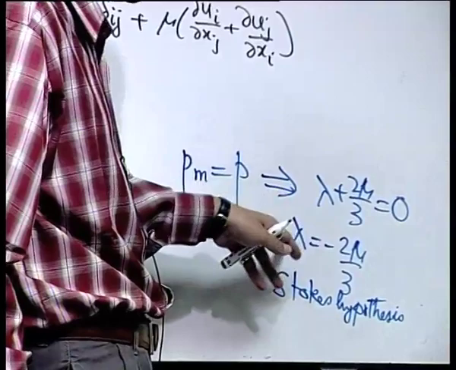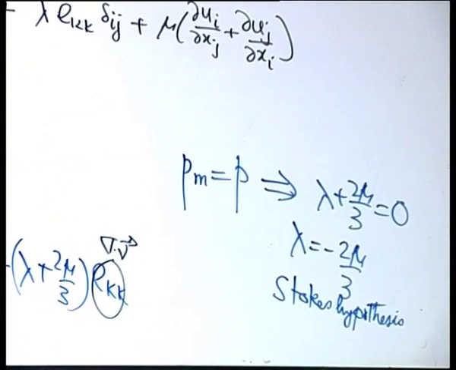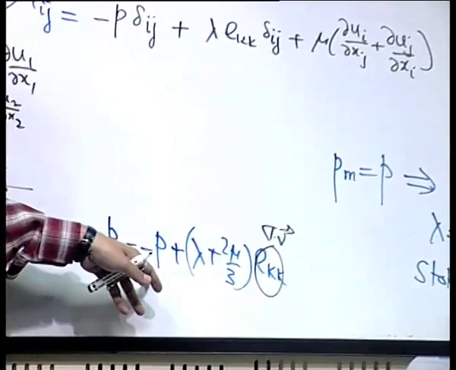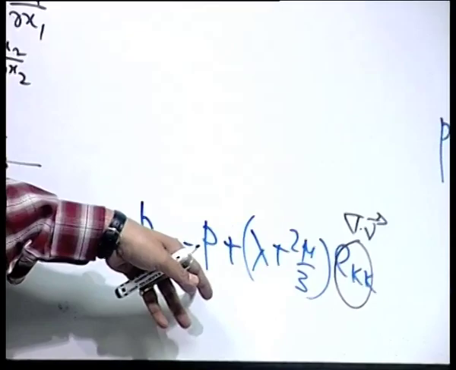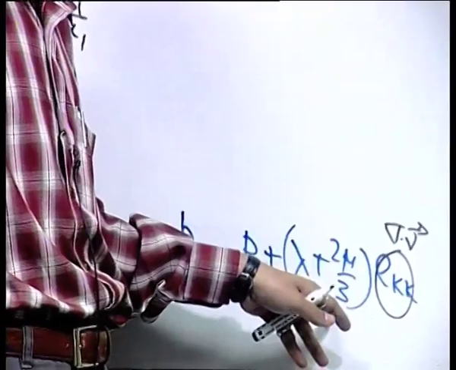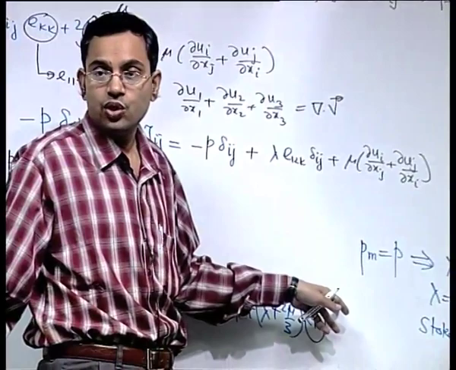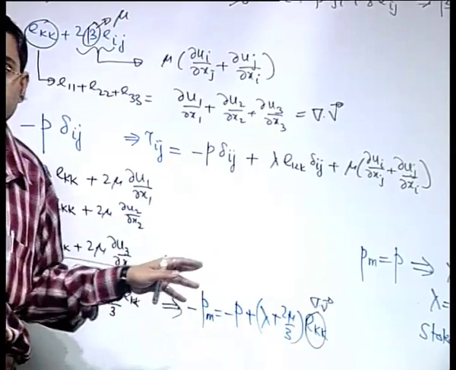Of course, you can see that mechanical pressure and thermodynamic pressure are identical under certain trivial conditions. What are those trivial conditions? For example, if it is incompressible flow, it does not matter whether lambda plus 2/3 mu is 0 or non-zero, because the divergence of the velocity vector is 0. So, for incompressible fluid, the mechanical pressure and thermodynamic pressure are identically equal.